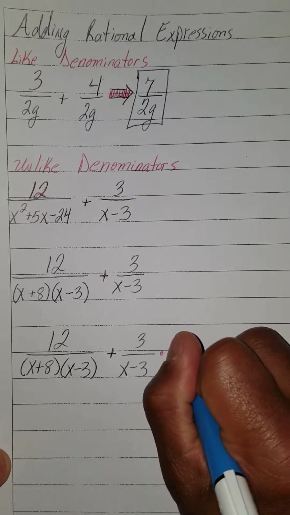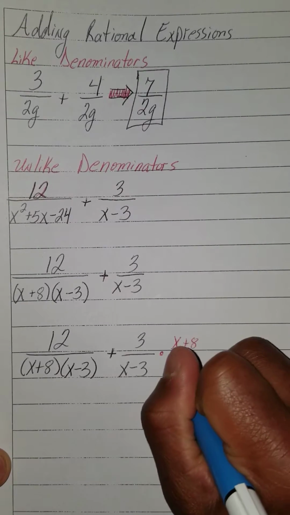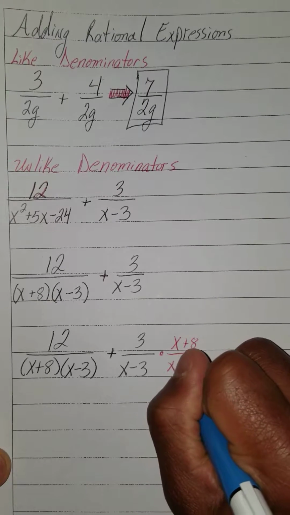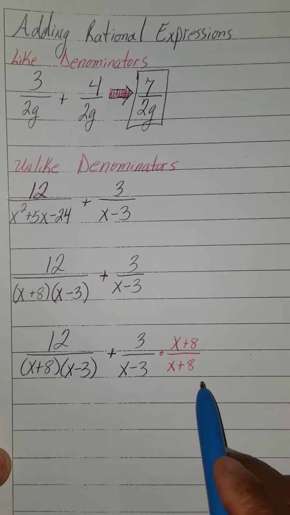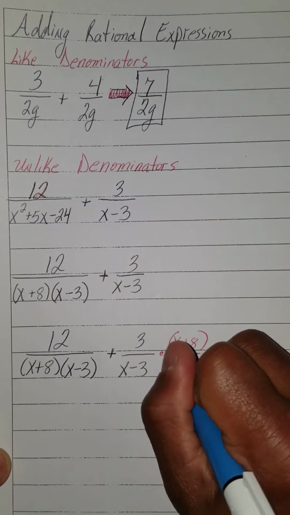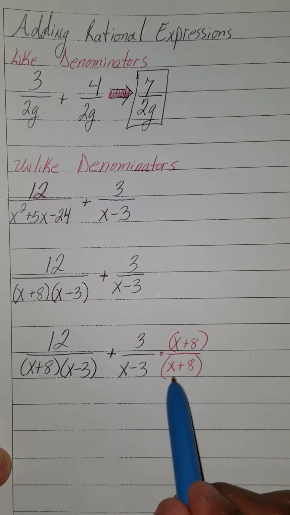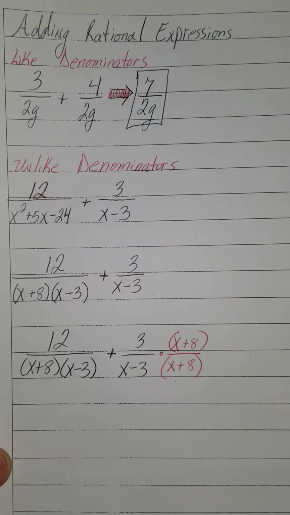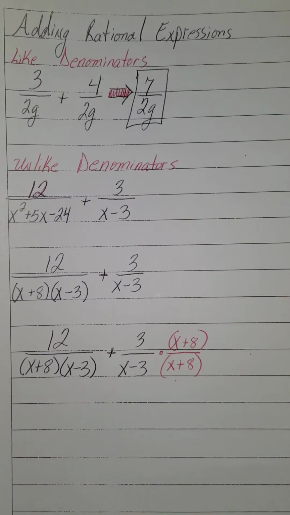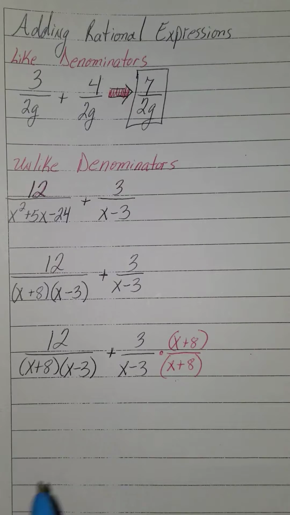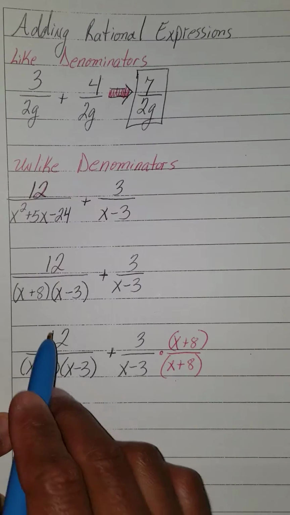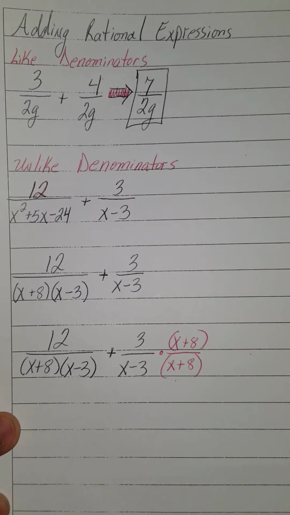So here I'm going to do x plus 8 over itself. And the reason we do it over itself is because anything divided by itself is one. So ultimately we are multiplying this fraction by 1, and we do not change the value of the original fraction. But in doing this, we will keep my first fraction exactly the same.